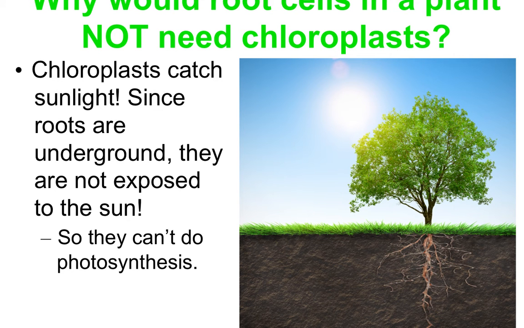So, why would root cells in a plant not need chloroplast? Because these guys down here, they don't have chloroplast. They're only the ones that are in contact. Chloroplast catches sunlight, and since the roots are underground, they're not exposed to the sun. So actually, roots cannot photosynthesize.